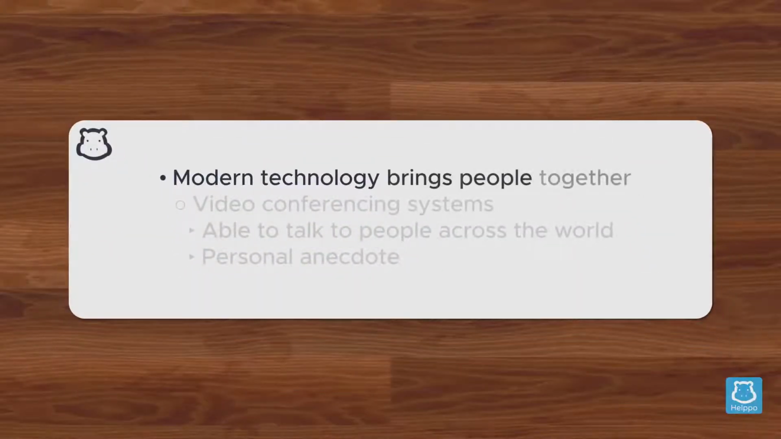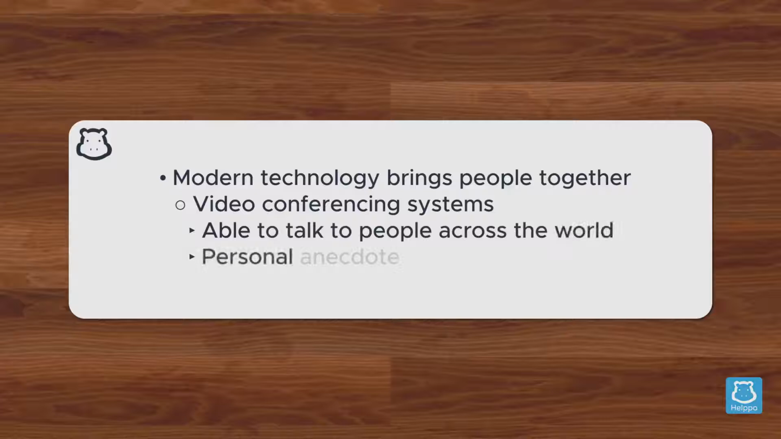Generally, 2 body paragraphs are enough to make your point clear and concise while still passing the 250-word minimum. So you can make your first body paragraph an argument in full favor of your stance on the topic. As you wrote in your brainstorm, it's going to be structured like this. Modern technology brings people together. Video conferencing systems, ability to talk to people across the world, personal experience. Each bullet point can be its own sentence. So let's see how we can turn this outline into a fleshed out main body paragraph.